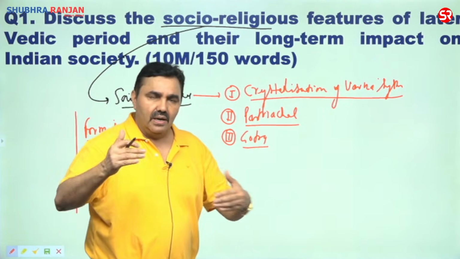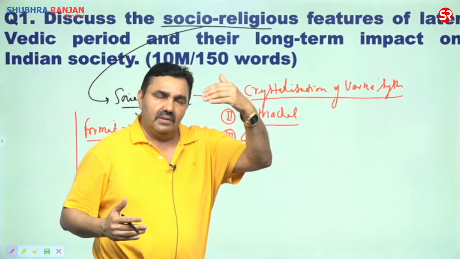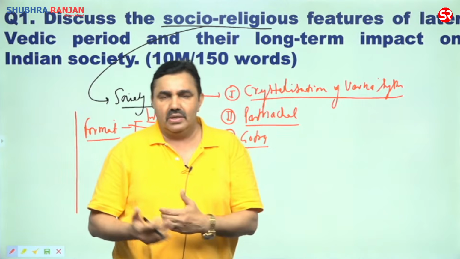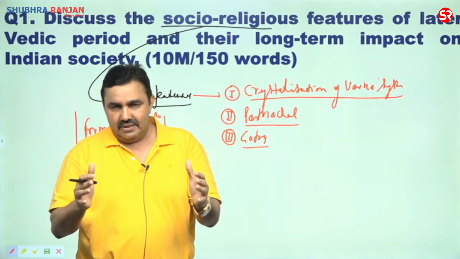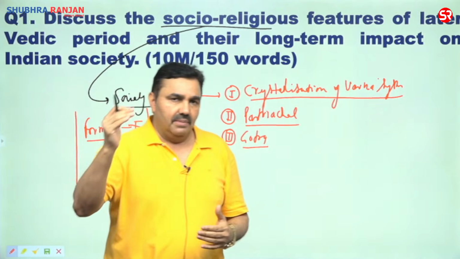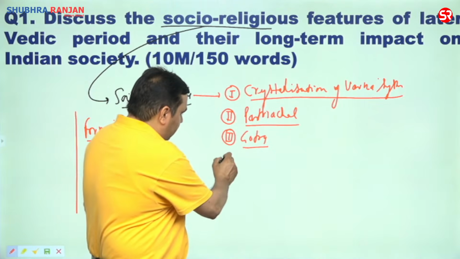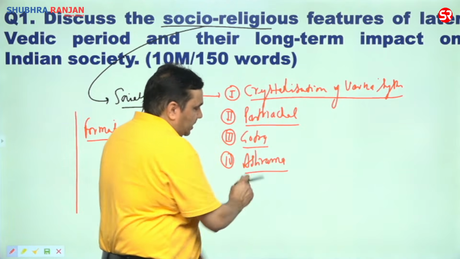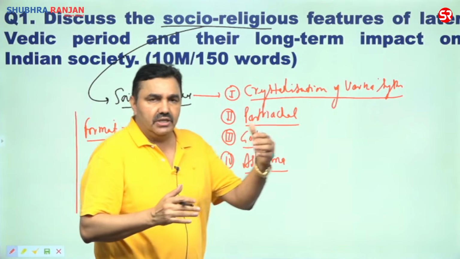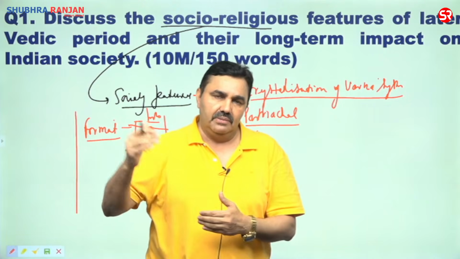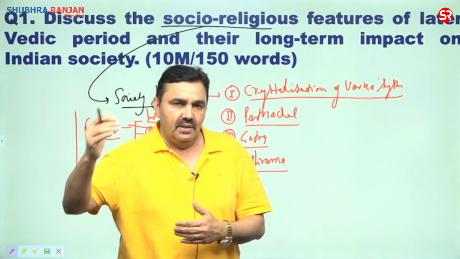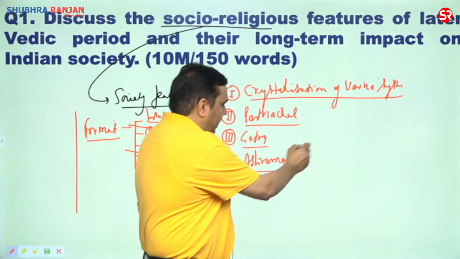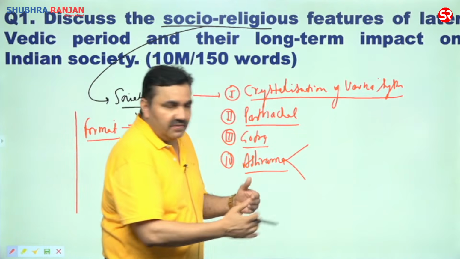Gotra indicated a common lineage. The people having a common lineage or bloodline were part of the same Gotra. Gotra exogamy was followed, or Gotra identity was used at the time of marriage. Marriage was supposed to be outside Gotra. Then you have the Ashrama system, division of life into 4 phases: Brahmacharya Ashrama, Grihastha Ashrama, Vanaprastha Ashrama, and then Sannyasa Ashrama. Ashrama system came into existence. There are 4 ashramas. The first reference of the Ashrama system is found in Chandogya Upanishad.